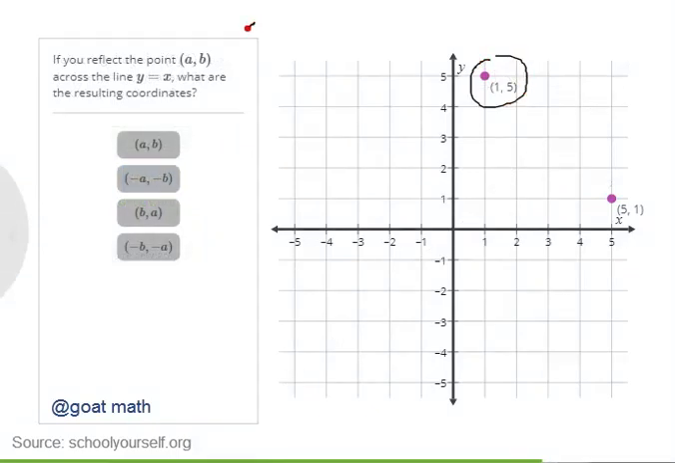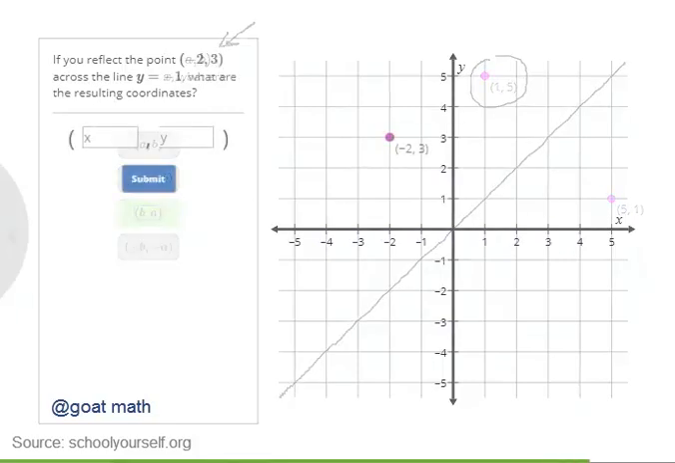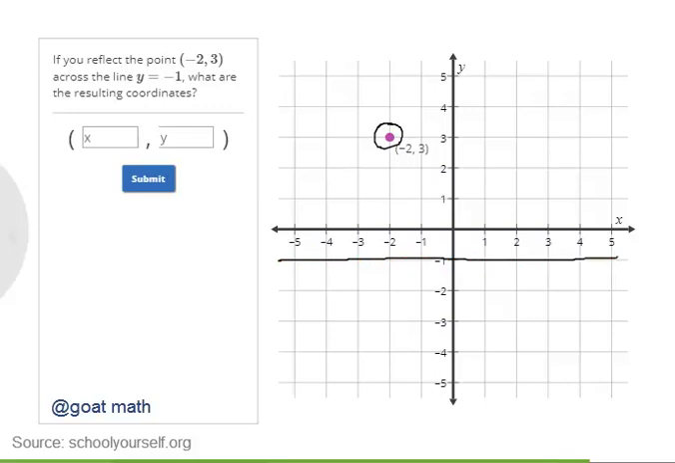So in general, if you reflect the point A, B across the line y = x, what are the resulting coordinates? Nicely done. So finally, suppose you were to reflect the point -2, 3 across the line y = -1, which is this line down here. What are the resulting coordinates?